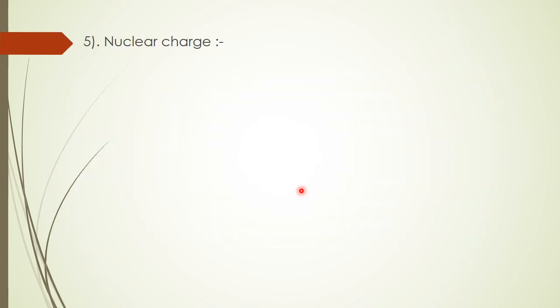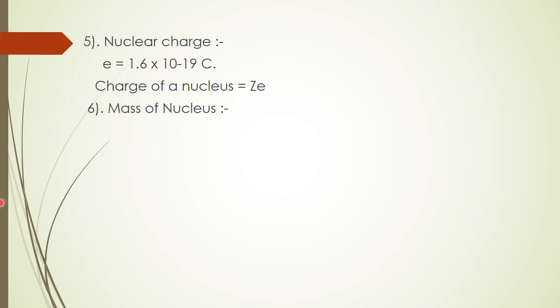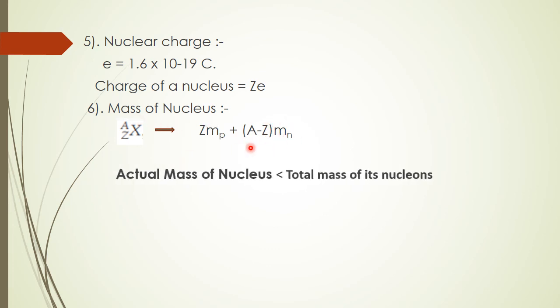Next is nuclear charge, which you all know, which is the value of the proton charge, positive 1.6 × 10^-19 coulomb. And the charge of a nucleus will be equal to Ze, where Z is the atomic number. Now the mass of a nucleus, we calculate for X(Z,A) to be Z times the mass of proton plus (A minus Z), which is the number of neutrons, times the mass of neutron. This is how the mass of a nucleus is calculated.